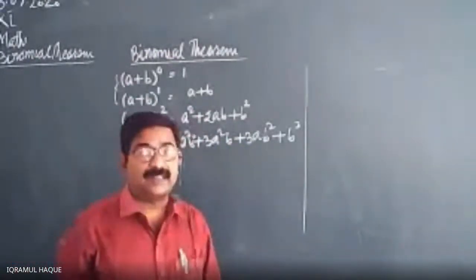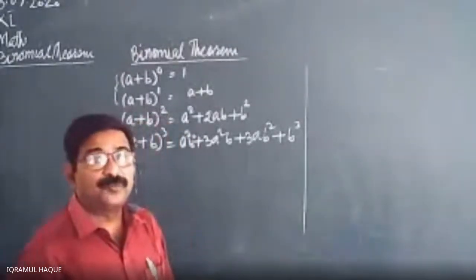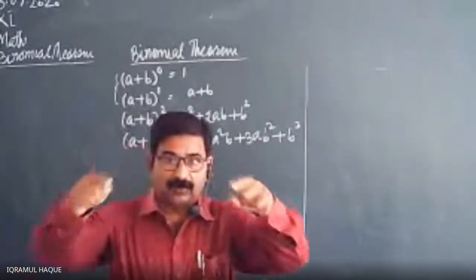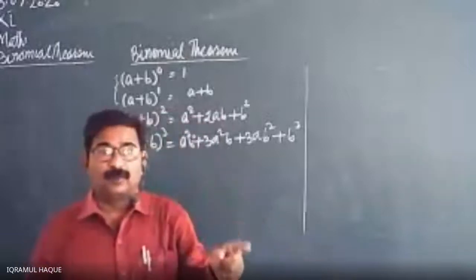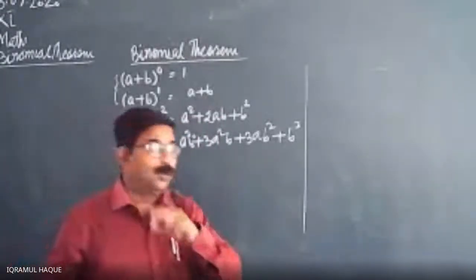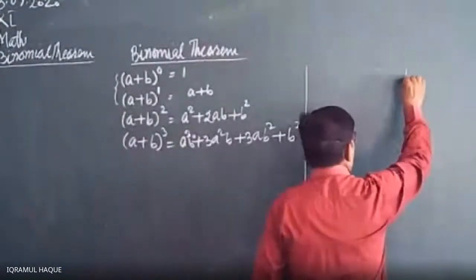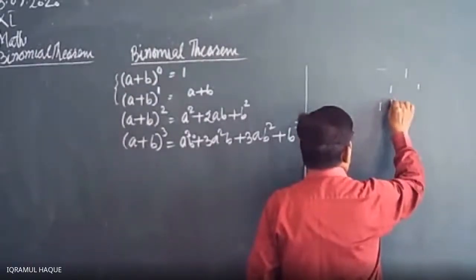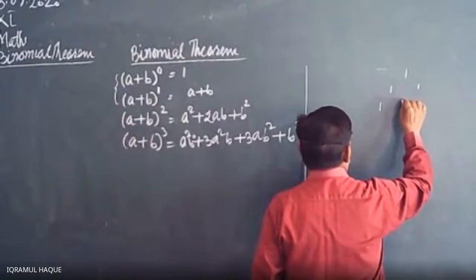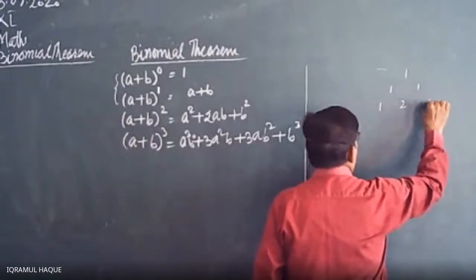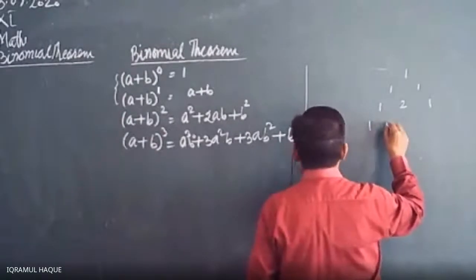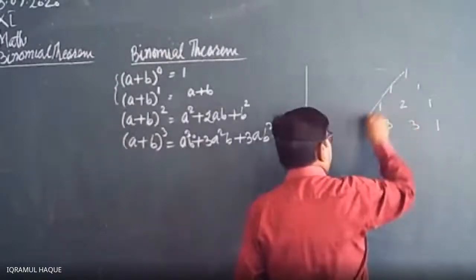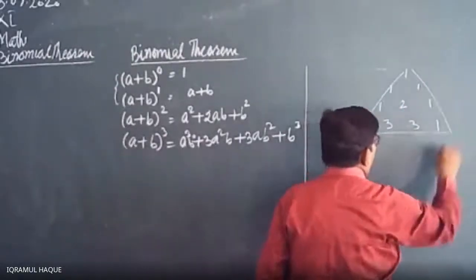Actually, mathematician Pascal has given idea to write the coefficient of different terms. You can see in your book a triangle is given, slanting 1, 1, 1, 1, and so on. 1, 1, 2, 1, 1, 3, 3, 1, like this. See, you can see like this 1, then you have 1, 1, then we can have 1, 2, 1, then you can have 1, 3, 3, 1. So you should see this like a triangle.